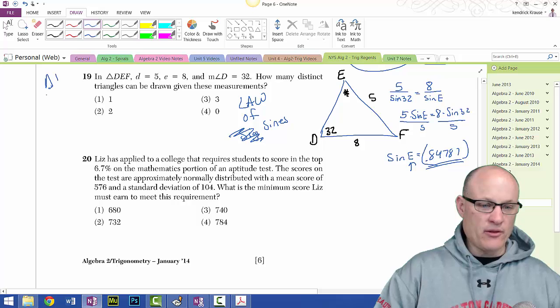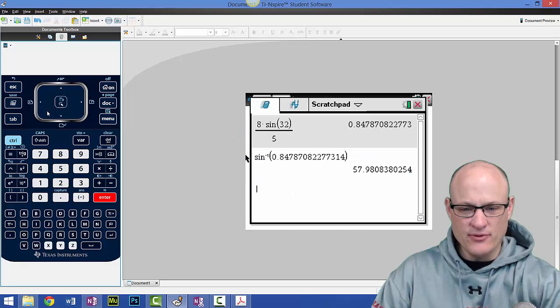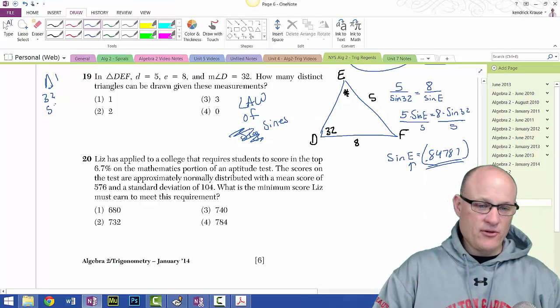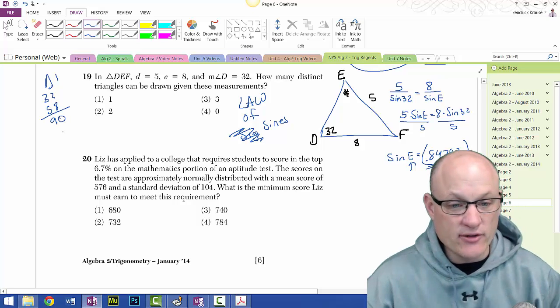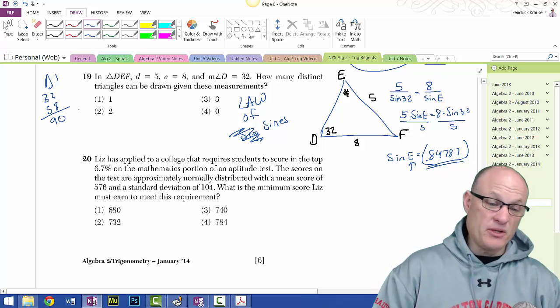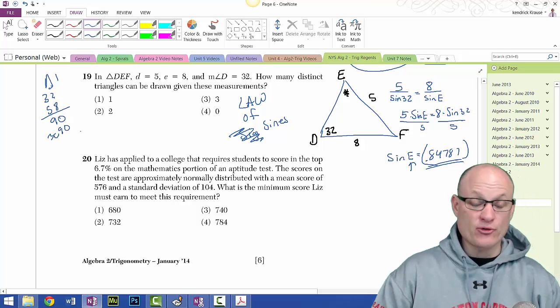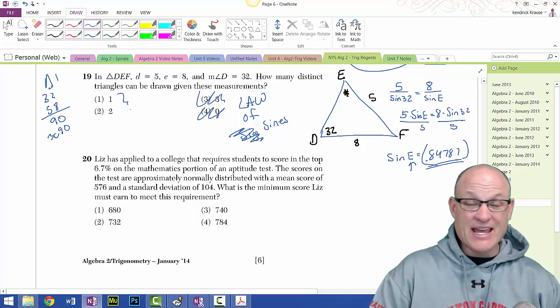Triangle 1 would be 32, and 57.9, so let's just say 58. Well, that would give me 90 degrees. Those two would add up to 90 degrees. That means my third angle would be approximately 90 degrees. So triangle 1 works. I can definitely have one triangle, so I'm not going to have 0. You can never have 3, so it's either 1 or 2. Can I get another triangle?